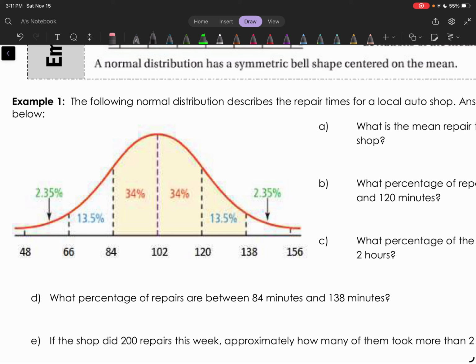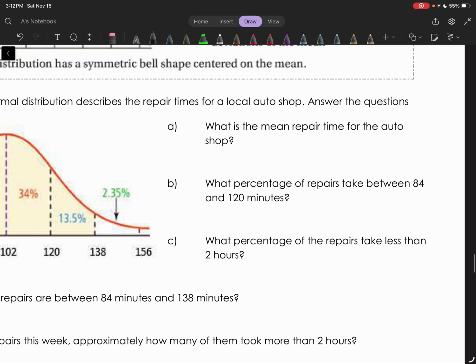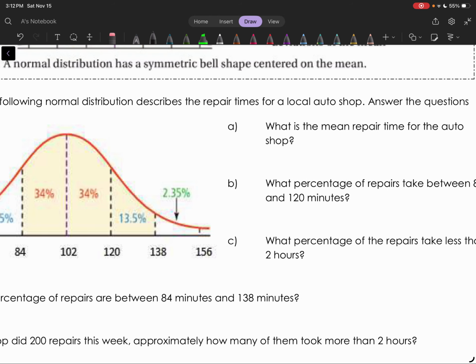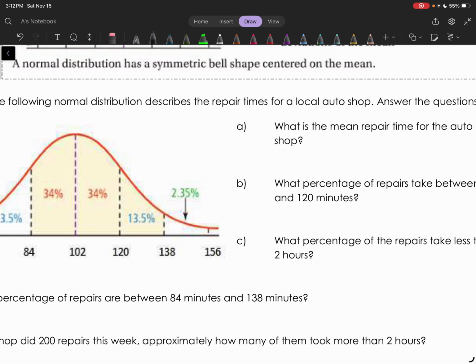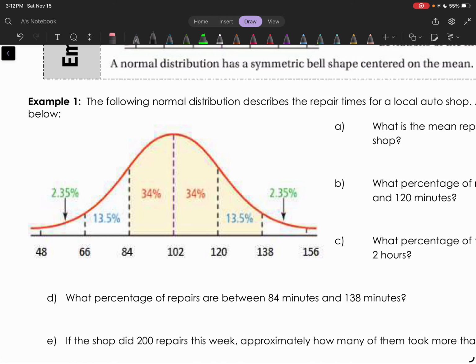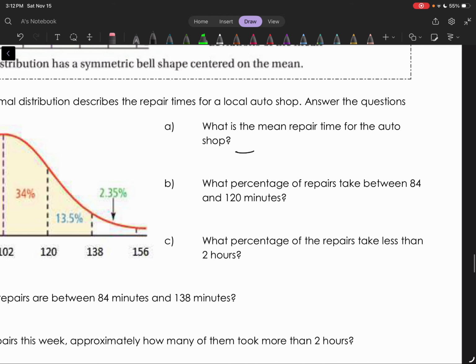The following diagram has a normal distribution for the repair time at a local auto shop. Answer the question. What is the mean repair time for the auto shop? That is the center of the curve, which is 102. 102 minutes. That is the average repair time at this shop.